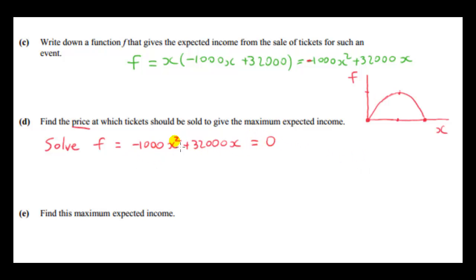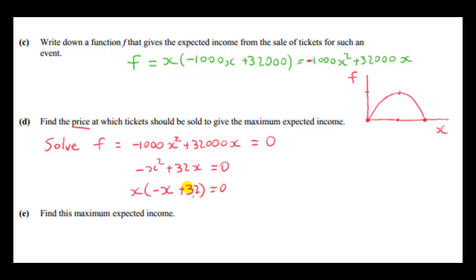Very easy to solve this quadratic equation because there's no constant term. That's the beauty of it. We can just factorize x out of it. We can actually divide everything by 1000 to make things easier. So we get minus x squared plus 32x equals 0. Factorize x out of this.